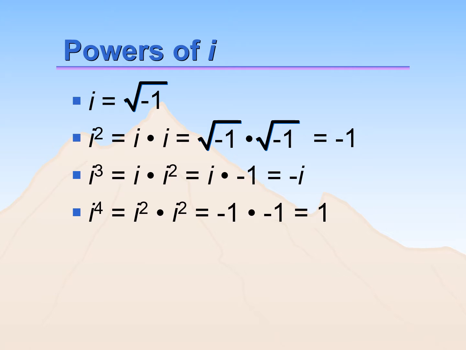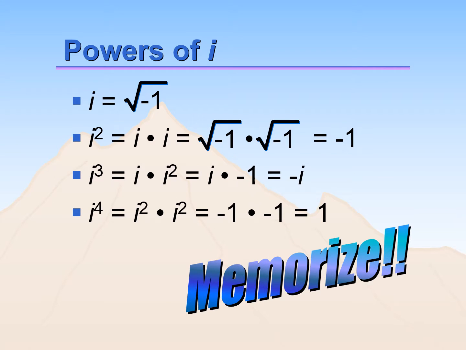Then we have i to the 4th. So i to the 4th is the same as saying i squared times i squared. -1 times -1 becomes +1. So do yourself a favor and memorize the first 4 powers of i. Memorize that i by itself is the square root of -1. Memorize that i squared is -1. i cubed is -i. And i to the 4th is +1. If you memorize that, it's going to help you for this chapter.